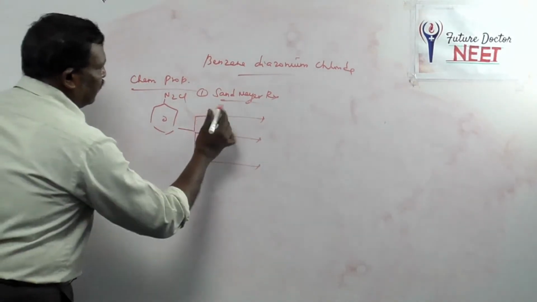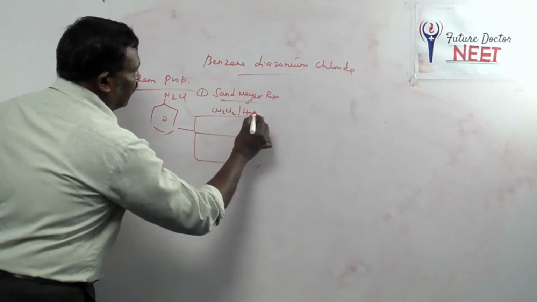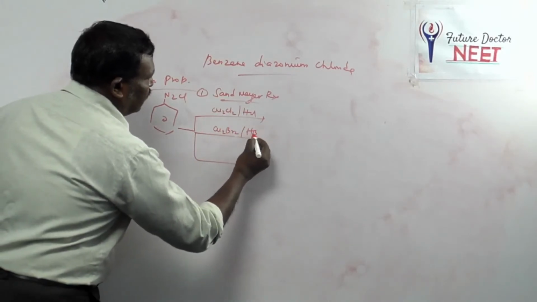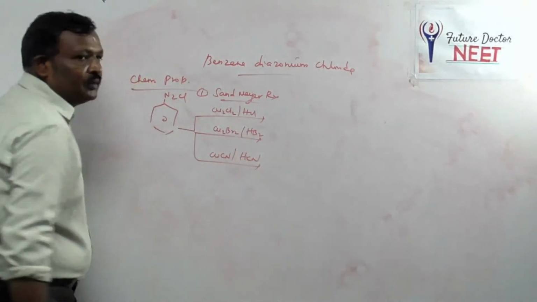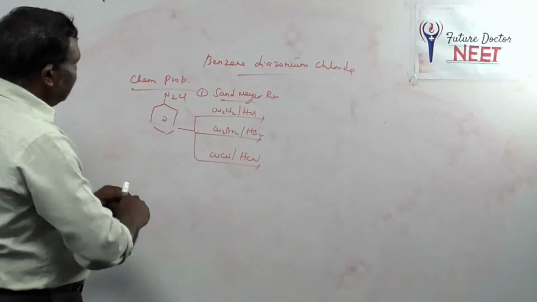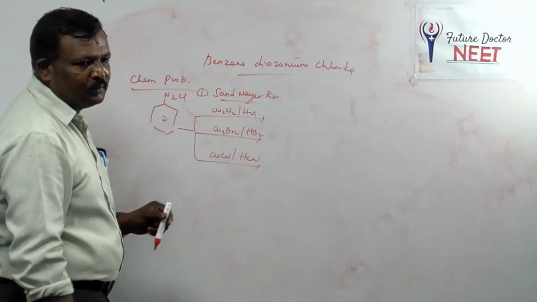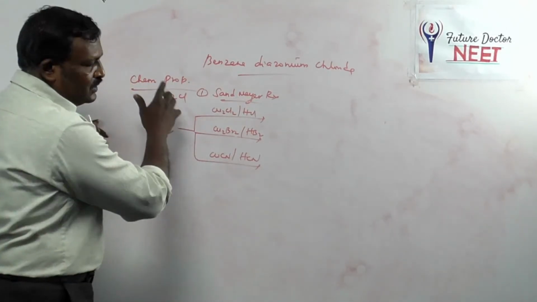See Sandmeyer reaction. Here we are using cuprous chloride in presence of HCl, or cuprous bromide in presence of HBr, or cuprous cyanide in presence of HCN. Whatever you put, just remember, N2 is always removed as nitrogen gas.